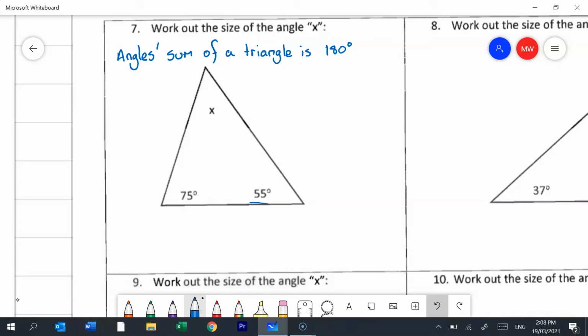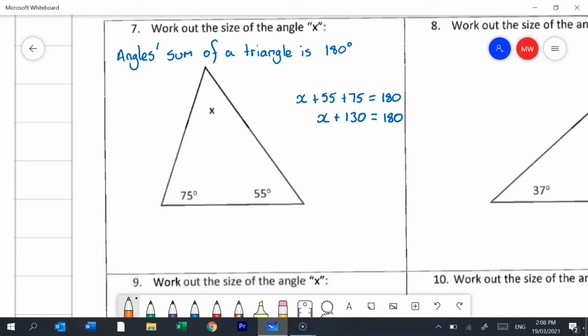But we're going to do it using algebra because this is a method that will always work no matter how hard the question gets. So we know that if we add those three angles together, we'll get 180, and that's what we're going to write. We're going to say angle x plus 55 degrees plus 75 degrees will give us 180 degrees. Now we're going to collect our like terms. So we have x, and we have 55 plus 75, which is 130, equals 180.